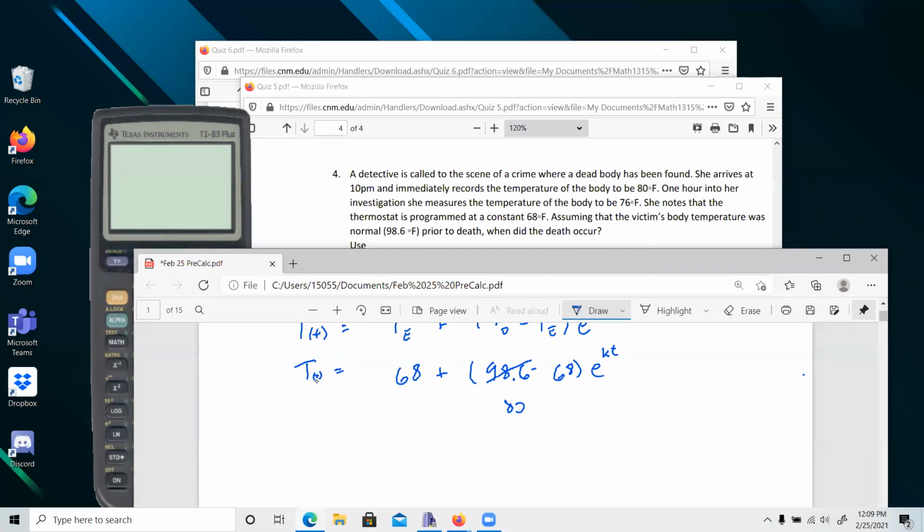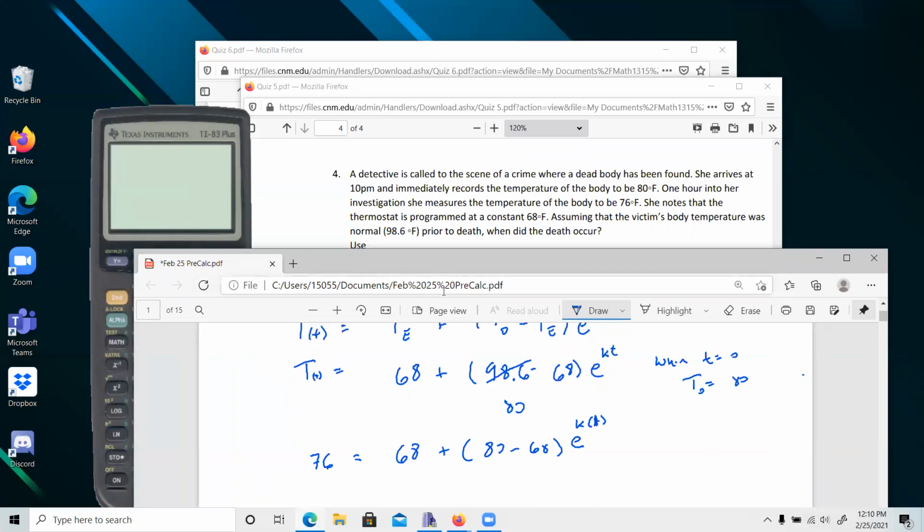So in 1 hour, 76 degrees is equal to 68 plus 80 minus 68, e to the, and I don't know the k, but I do know that t is 1, it's been 1 hour. So the reason I changed that to 80 is because when my time was equal to 0, my temperature was equal to 80. So T sub 0 is going to be 80.